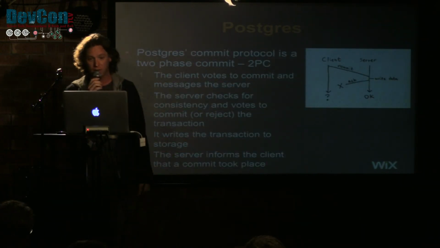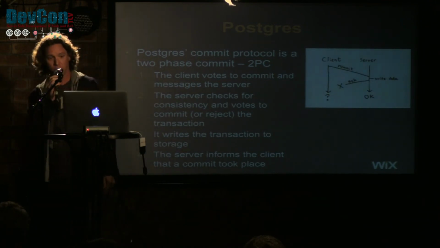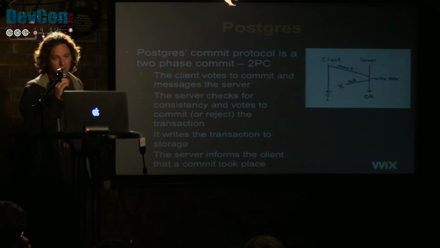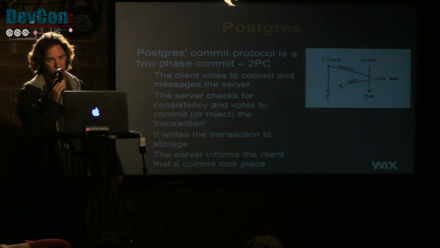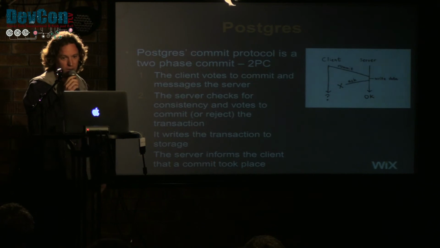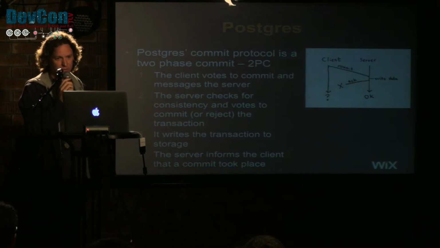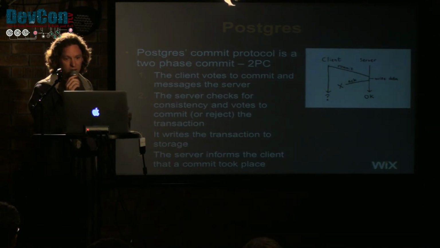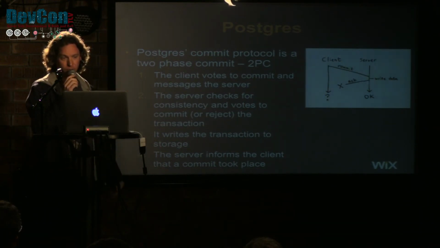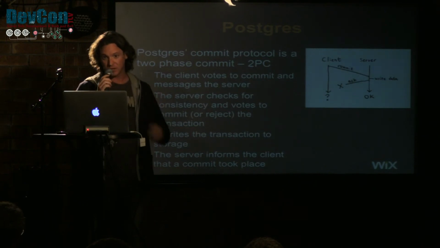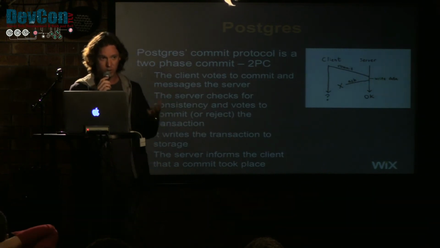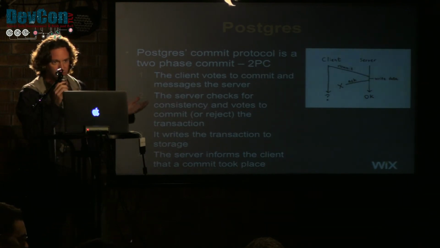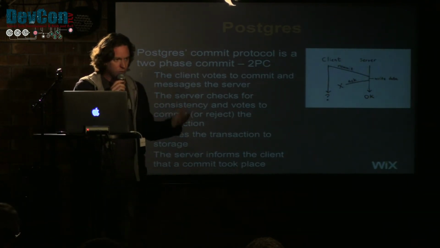So the way that a commit happens in Postgres is the 2PC protocol. It basically means that the client votes to commit, sends a message to Postgres, please commit the transaction. The server does all of its magic, all of its checks, writes the transaction to storage, basically commits the transaction, and returns an acknowledgement to the client. And then the client knows, yeah, the transaction was committed. At that point, the server could have said something like, we have a duplicate key, transaction rejected, and the client will have to cope with that.